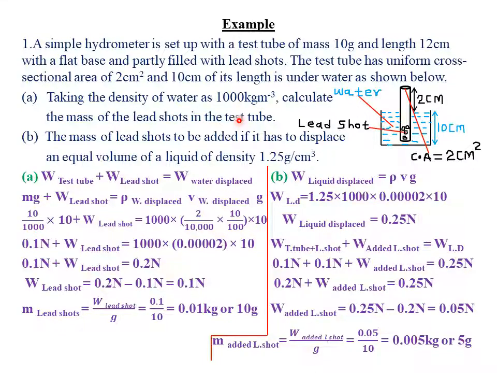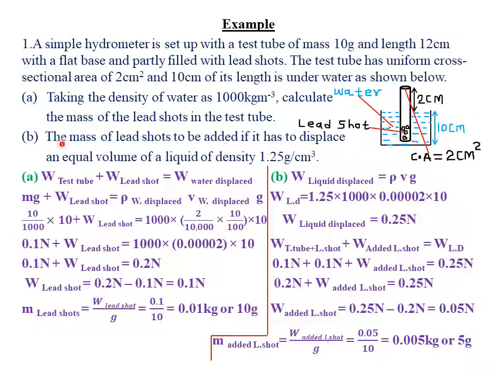But the question wants us to find the mass of the lead shots within the tube. Once we have the weight, we know that weight is equal to mass times gravity. Therefore, if I make mass the subject of the formula W = mg, the mass of the lead shots will be equal to the weight of the lead shots divided by gravity. The weight of the lead shots is 0.1 Newton, and gravity is 10 Newton per kilogram. So 0.1 over 10 gives the mass of the lead shots as 0.01 kilogram, which can be converted to grams to give us 10 grams.